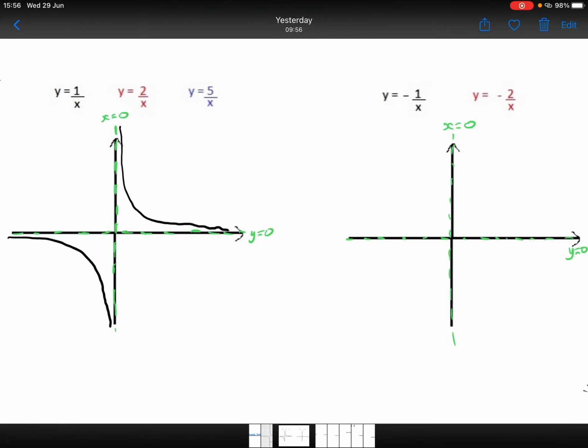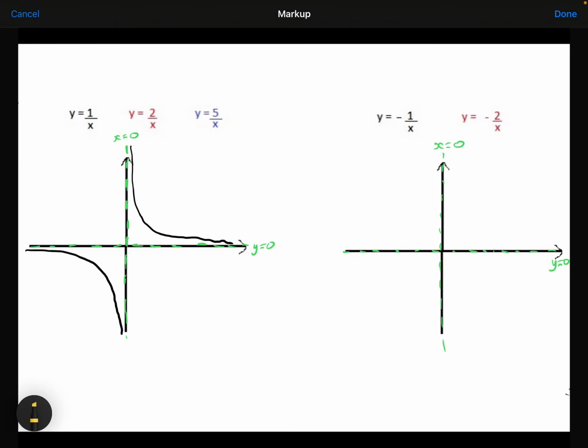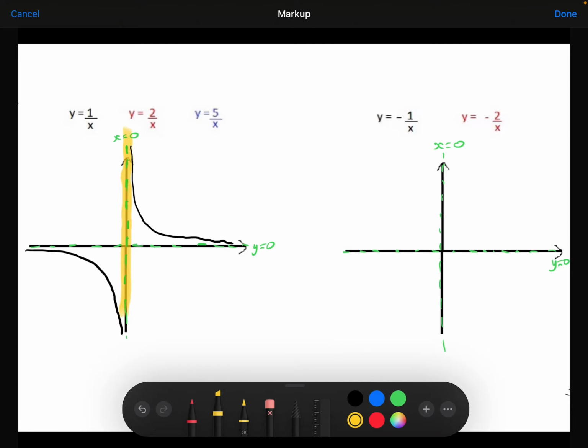Right, let's have a look at some slightly different graphs. On the left-hand side here, I've already drawn the graph y equals 1 over x. You can see I've already marked in my vertical asymptote here and my horizontal asymptote here. And here is the graph of 1 over x, just like we drew on the previous page. Now the graph of 2 over x will be exactly the same, but all the y coordinates will be twice as big. So it's going to have the same shape, it's just all the y coordinates will be 2 times higher.